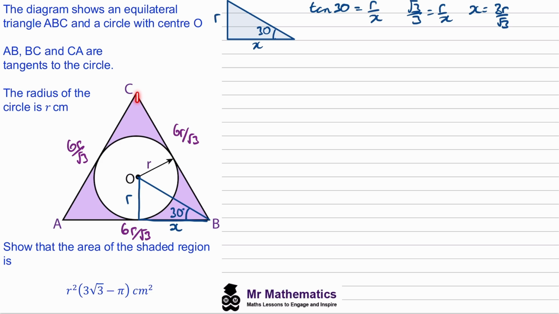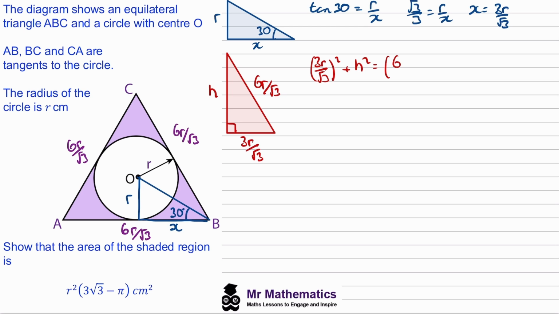And we can work this out using either Pythagoras or trigonometry. I'm going to use Pythagoras' theorem. We know the base we've worked out as 3r over root 3. And we know the hypotenuse is going to be 6r over root 3. So if we call this length h, then 3r over root 3 squared plus h squared will equal 6r over root 3 squared.